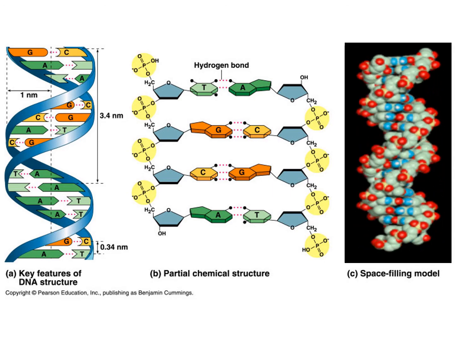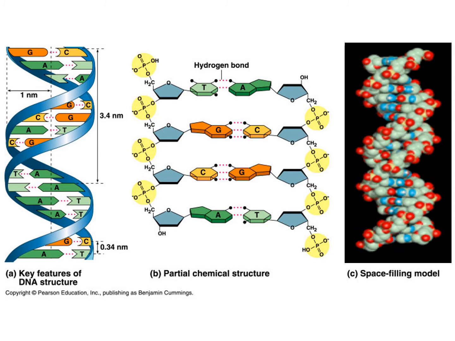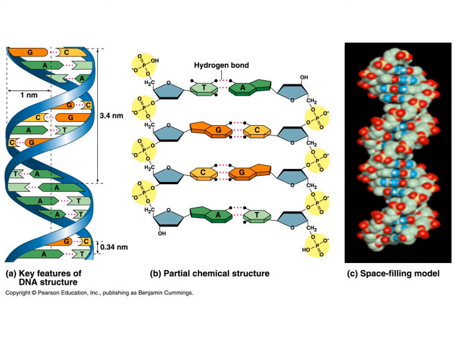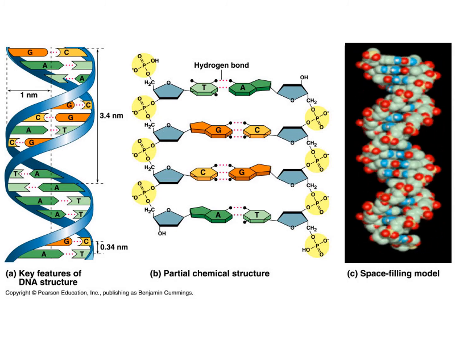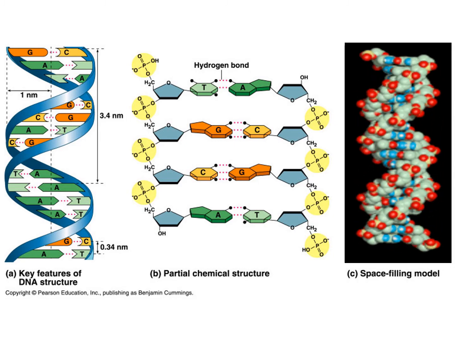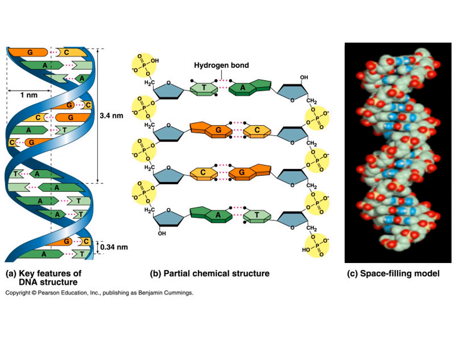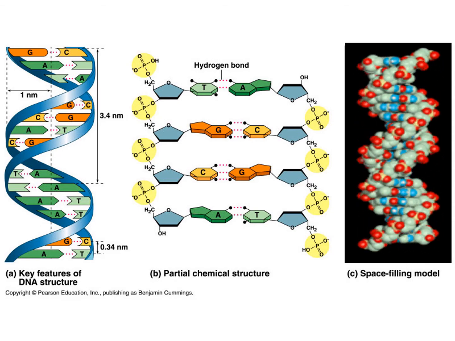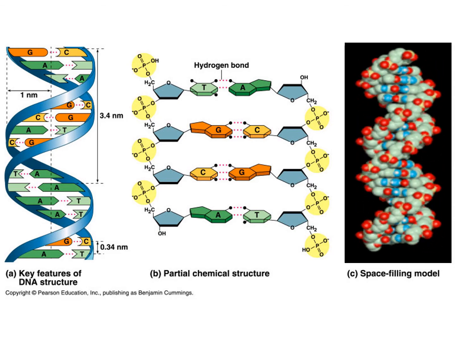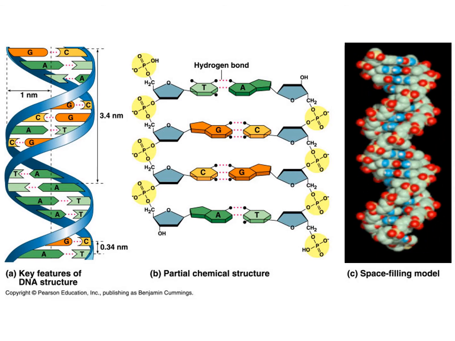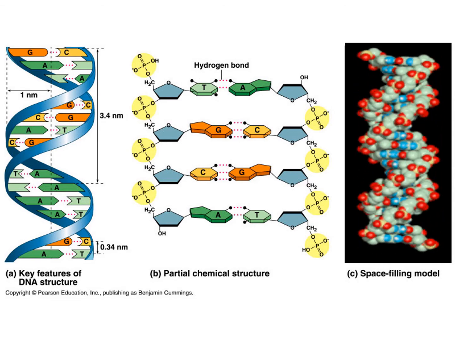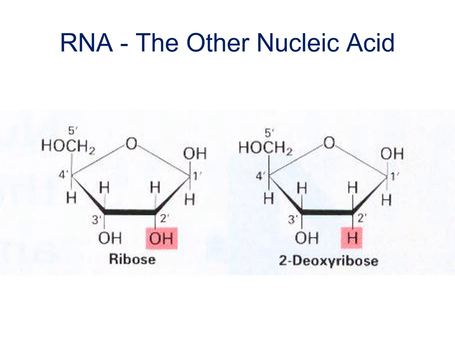Remember, hydrogen bonds are quite weak, but there's lots of them, so this is a stable molecule. But at the same time, an enzyme called RNA polymerase can come in and just unzip a few of those rungs, just a few at a time, and read the information. And then as that enzyme travels down the middle of the DNA molecule, it will zip back up behind the enzyme. So how does DNA differ from RNA?